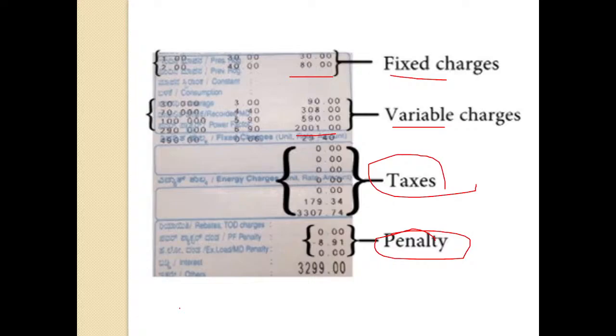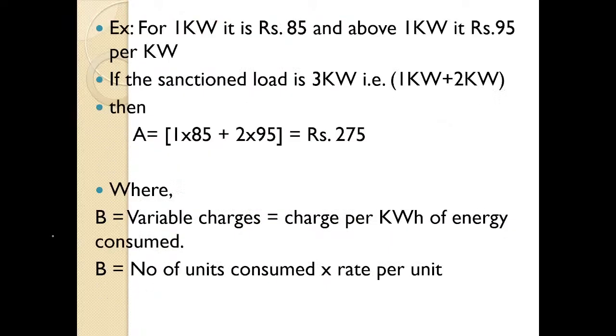So let us see how this electricity bill is calculated. For example, for 1 kilowatt the rate is around rupees 85, and above 1 kilowatt, for industries, for high demand loads, high demand customers.